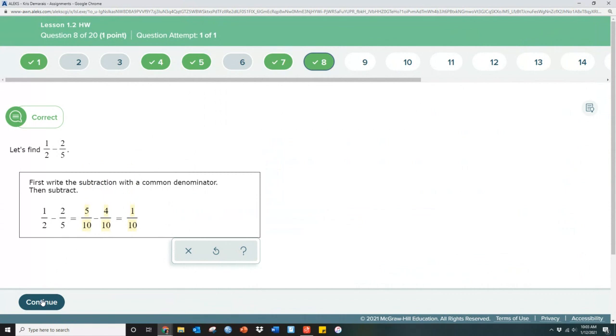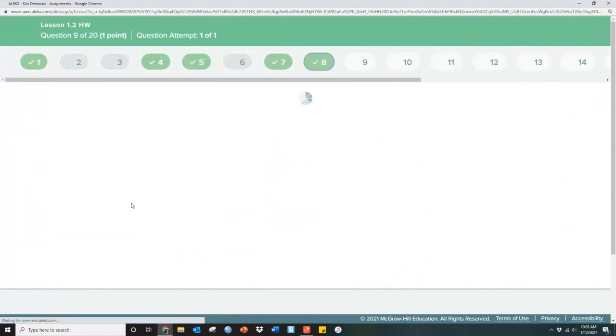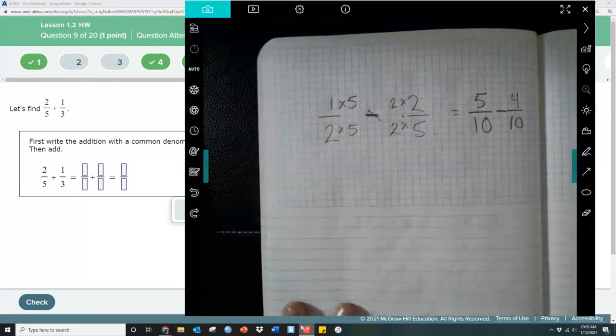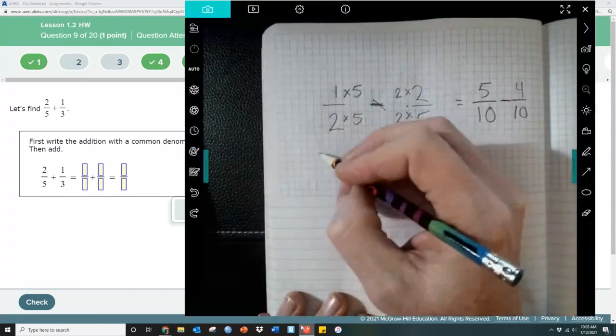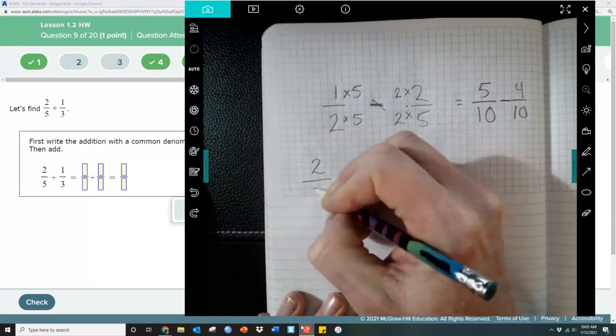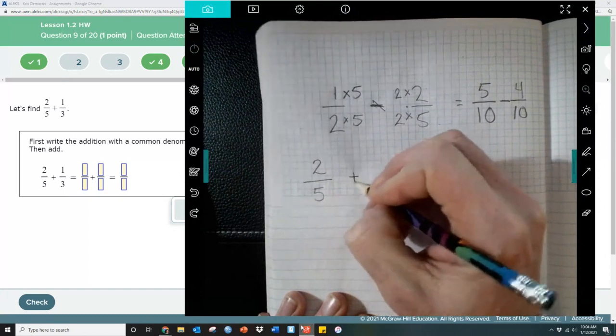All right. So that's a little difficult for some students. So we're going to do it again. So now I have to ask myself, what do I need to multiply 5 and 3 to get the same common denominator? And that would be, I need 15, right?